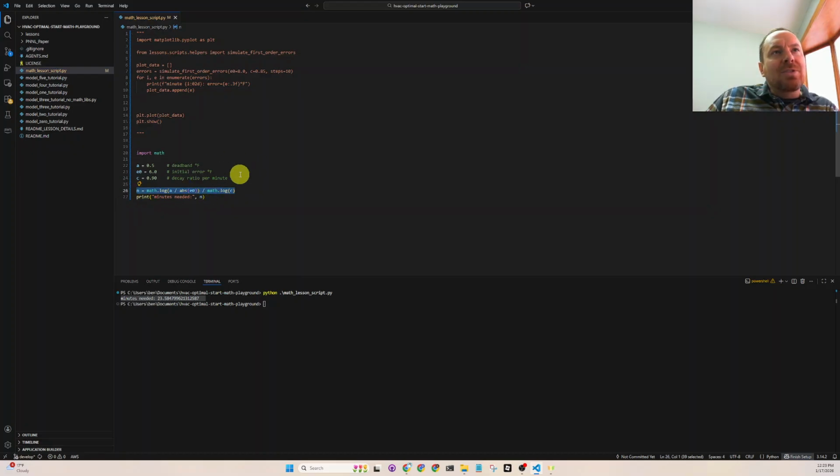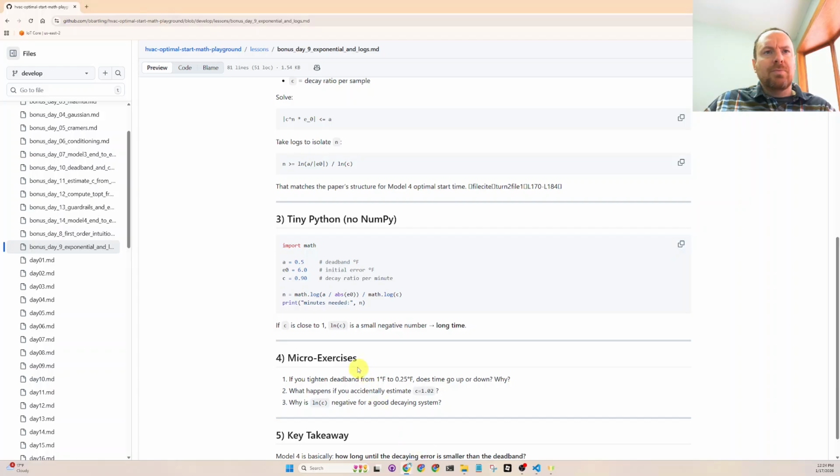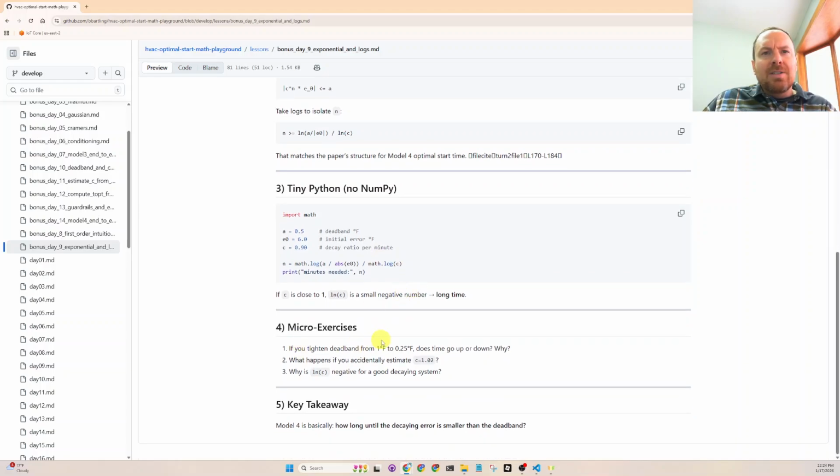Like the model 0, we were back calculating minutes from degrees per minute, how off we were from our set point. So this is actually doing something similar, it seems like, but in a different fashion. If C is close to 1, the log C is a small negative number, long time. Interesting. So that's basically our decay rate. If you tighten the deadband from 1 to 0.1, does it go up and down?